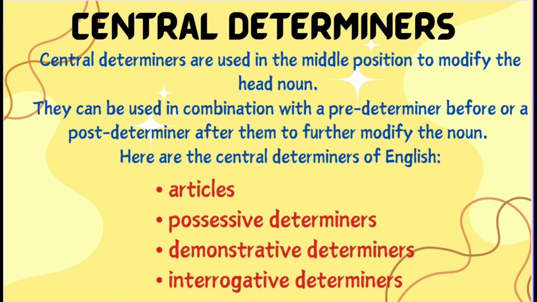Now let's understand the second type of determiners, that is central determiners. Central determiners are used in the middle position to modify the head noun. They can be used in combination with a predeterminer before or a postdeterminer after them to further modify the noun. Here are the central determiners: articles, possessive determiners, demonstrative determiners, and interrogative determiners.